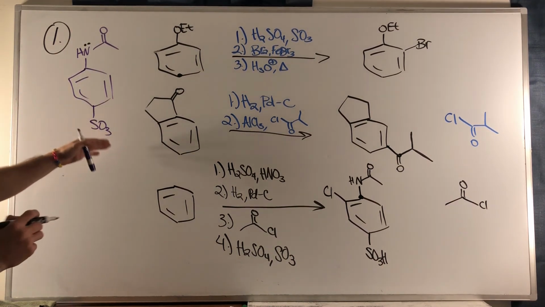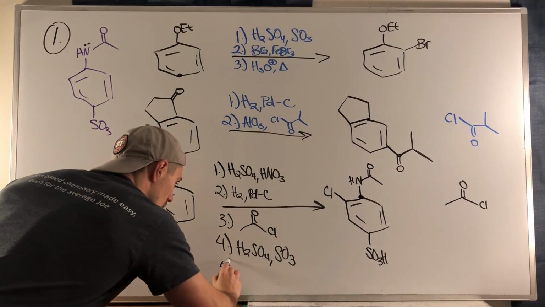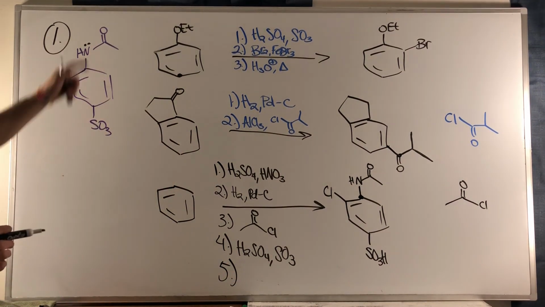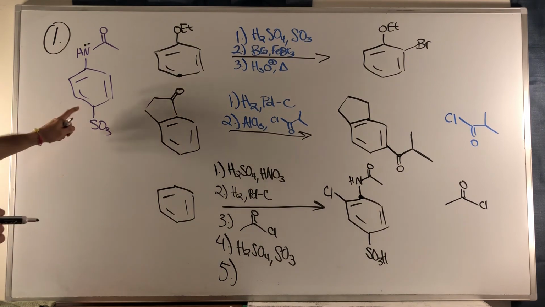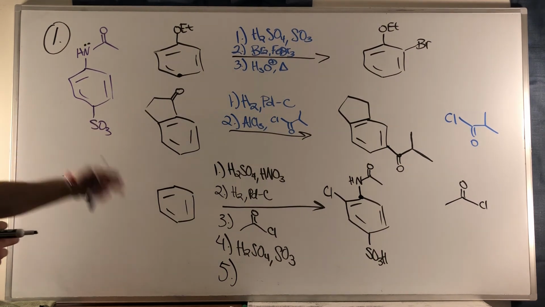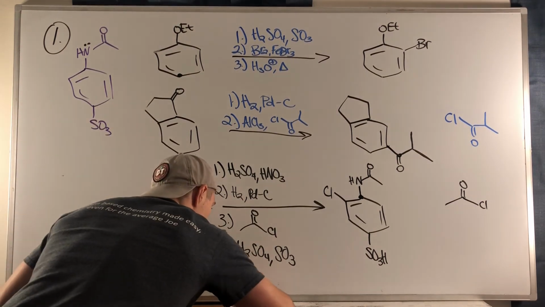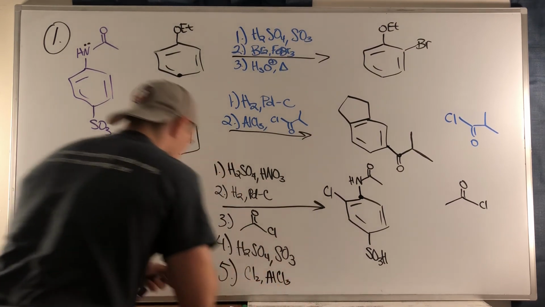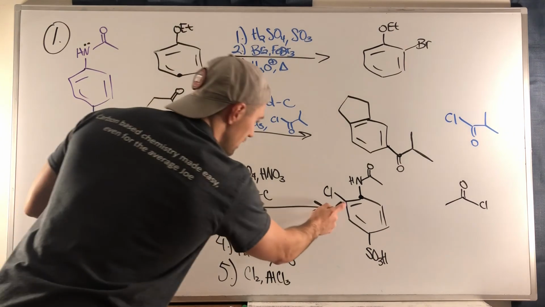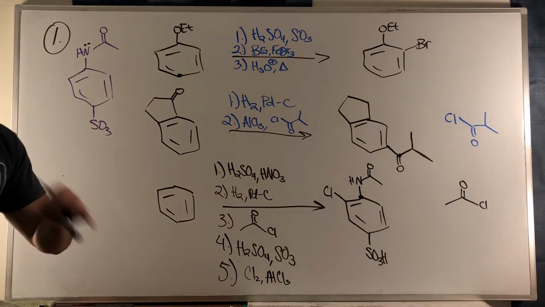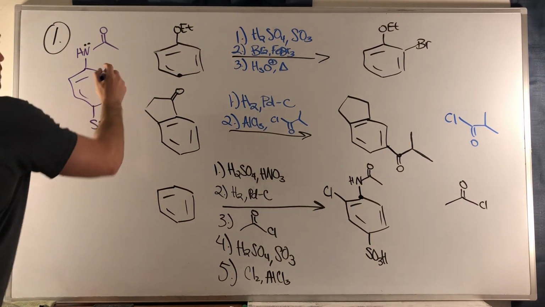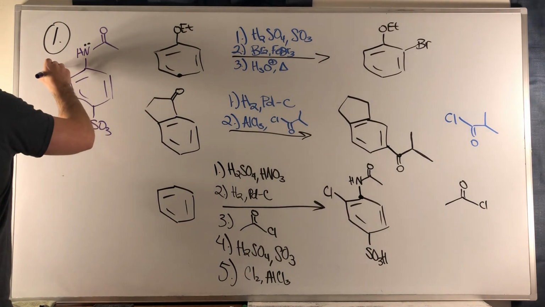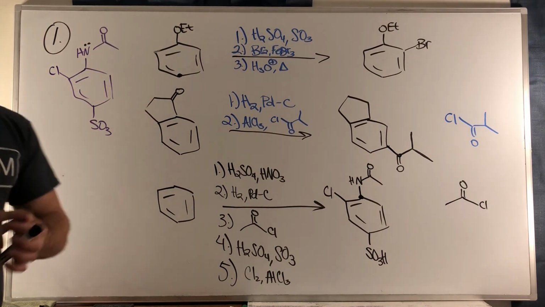And then last but not least, we know this will still take directing command, and the para position is occupied. We can then bring in our Cl2, AlCl3, and that will place a chlorine right there and finish off our problem. It could be on either side, right? Okay, gang, that does it for problem 1.